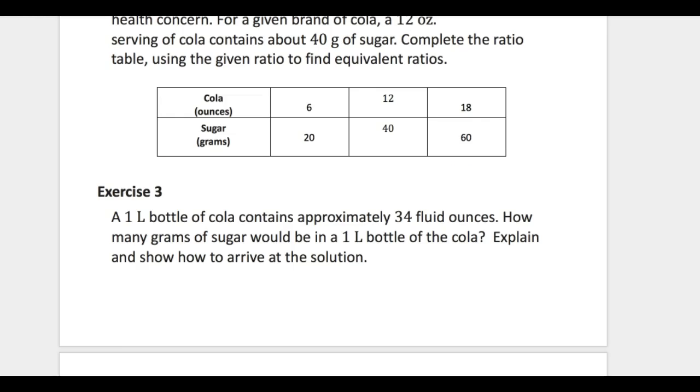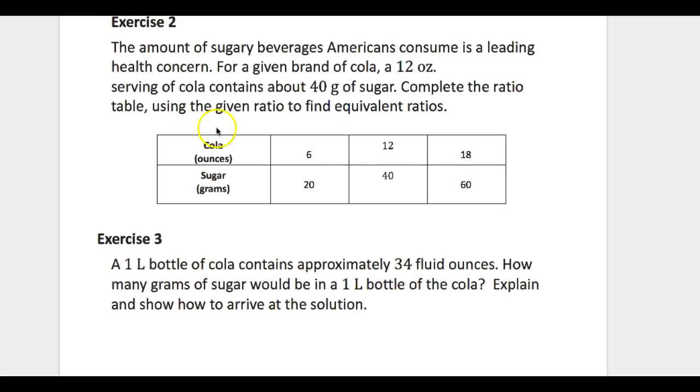Okay, exercise 3. A 1 liter bottle of cola contains approximately 34 fluid ounces. How many grams of sugar would be in a 1 liter bottle of cola? Explain and show how you arrived at the solution. Alrighty, let's talk about what's going on here. This, as you can see, is a continuation of the problem we just had, where we talked about cola and sugar. So in this case, we have a 1 liter bottle. Now, a 1 liter bottle is different than ounces. So that's the first thing we need to keep in mind.